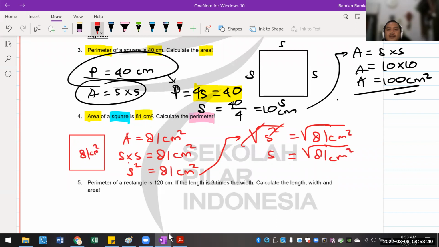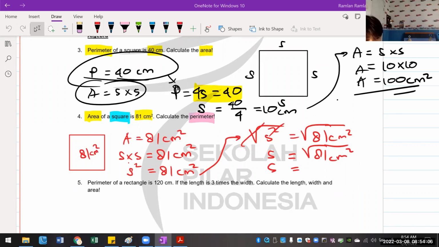Okay, what is the square root of 81? What is the square root of 81? Danish, tadi belum jawab, Danish. Are you there, Danish? What is the square root of 81, Danish? Oh, Danish. Oh ya, silakan. 9 kali 9 bukan, Pak? Ya, 9 ya, betul. Yes. Okay, thank you. So 9 kali 9 sama dengan 81, berarti S-nya ya 9 gitu.